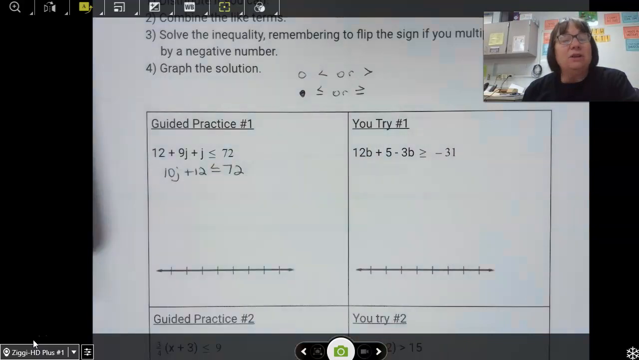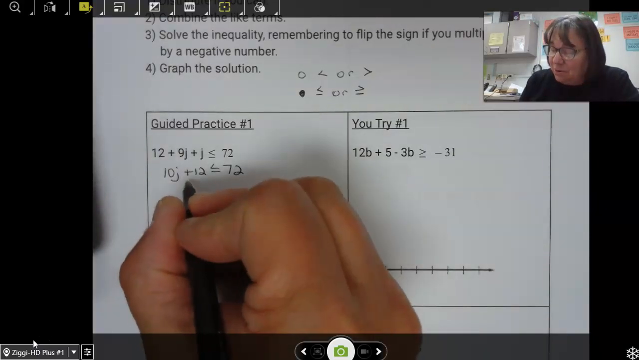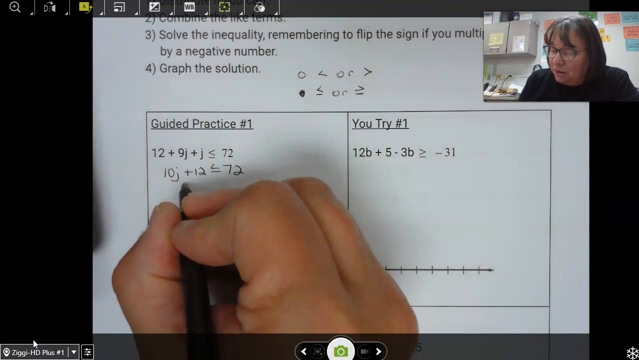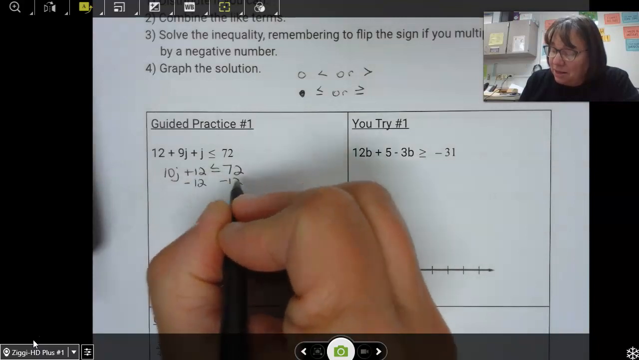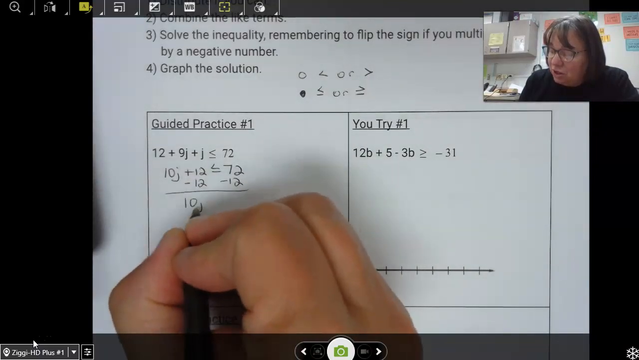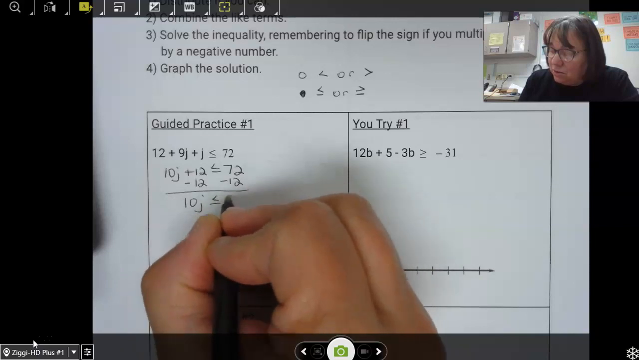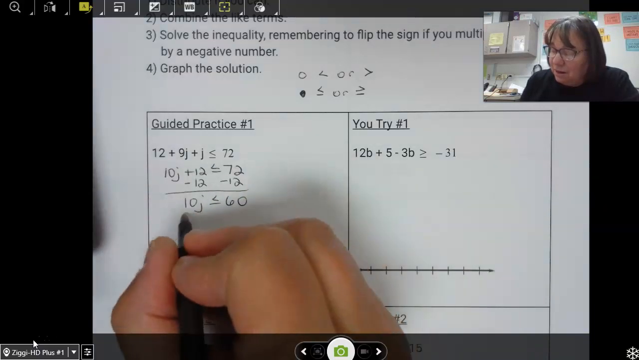And then again, you're going to want to show your work on these. We're paying particular attention to your organization in the work that you show. So the next step would be to eliminate the 12. So I'm going to subtract 12 on both sides. And I have 10j is less than or equal to 60.